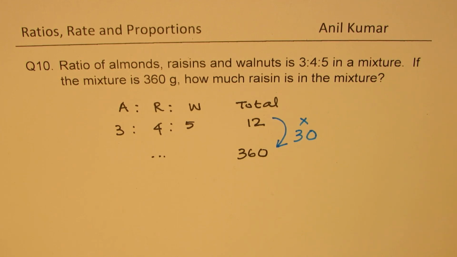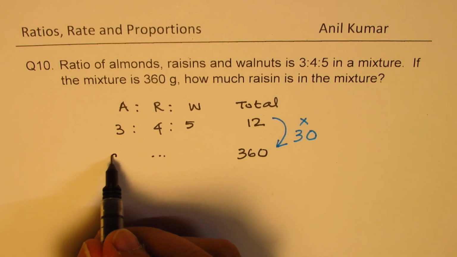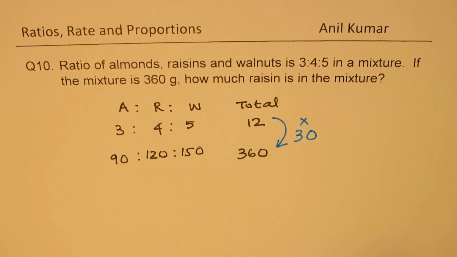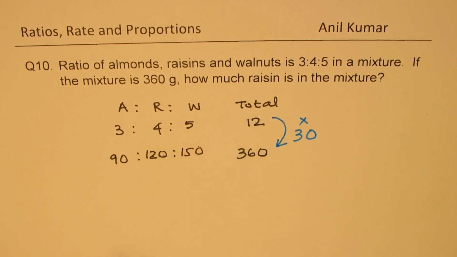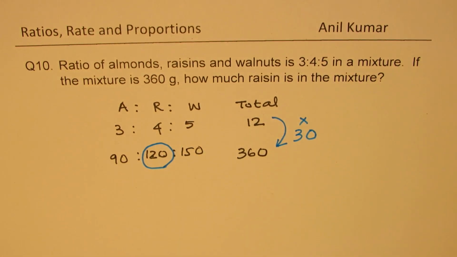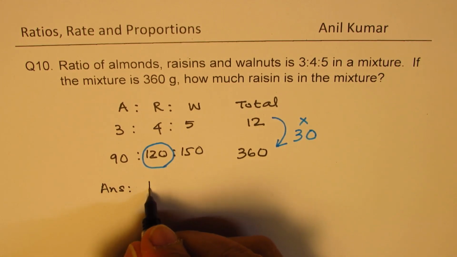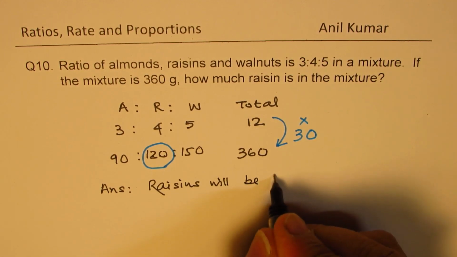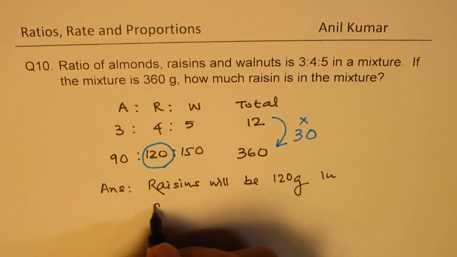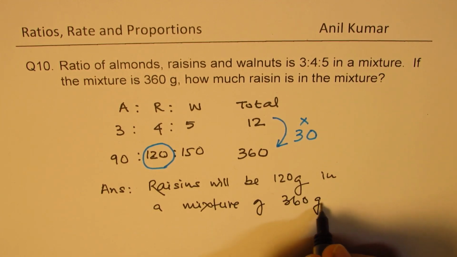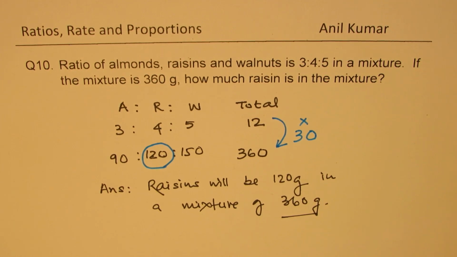So if you multiply by 30, you get 30 times 3, which is 90, is to 3 times 4 is 12, 120. 3 times 5 is 150, correct? So that becomes your combination. And clearly, from here we can say raisin is how much? 120 grams. So our answer will be 120 grams in a mixture of 360 grams. Is that clear to you, right? So that is how you could figure it out.